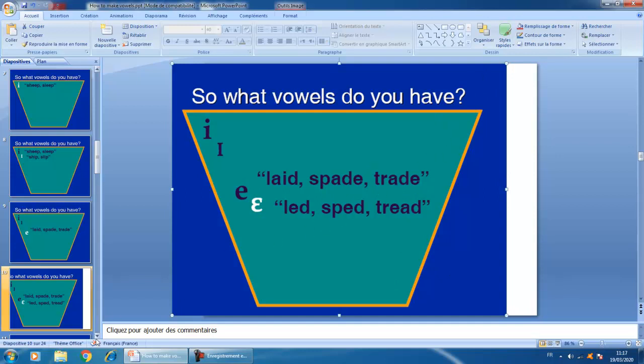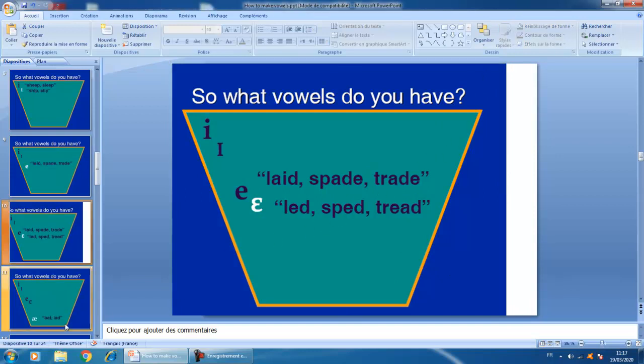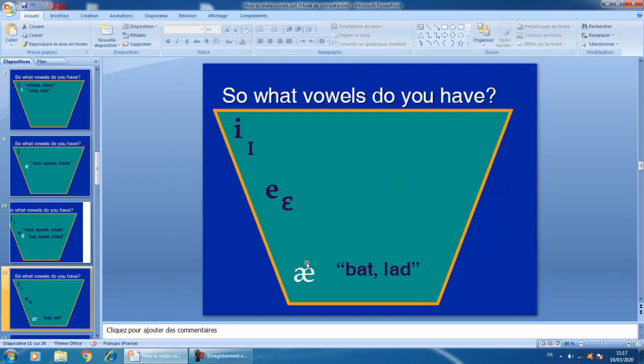Now, another vowel is this one. This is A in the words bat, lad. It's also a front vowel, because like these other vowels, all of them here are produced at the front part of our mouth.